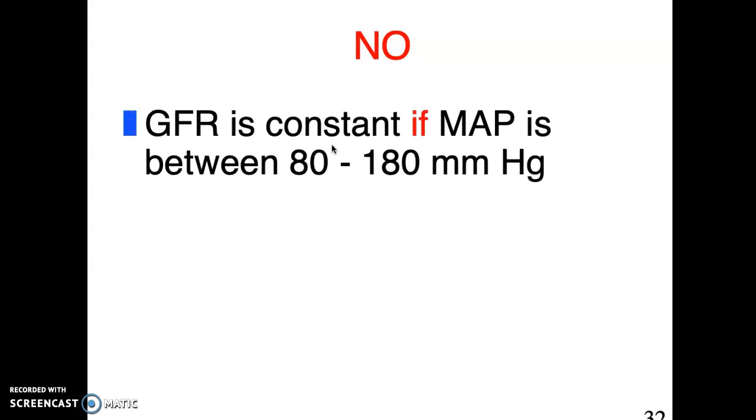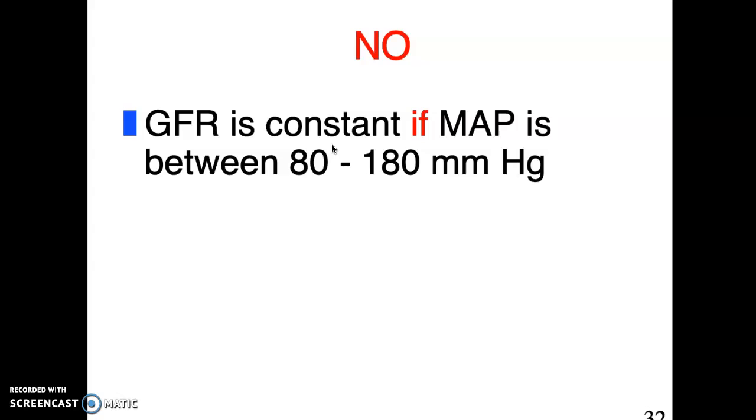So GFR is constant. It's constant if the mean arterial pressure, in other words, the mean pressure of this patient, is anywhere between 80 and 180 millimeters of mercury. That is a gigantic range. It's got to be super, super low and super, super high for GFR to actually change. So most of the time, even with quite a bit of fluctuation in blood pressure, there will be no change.